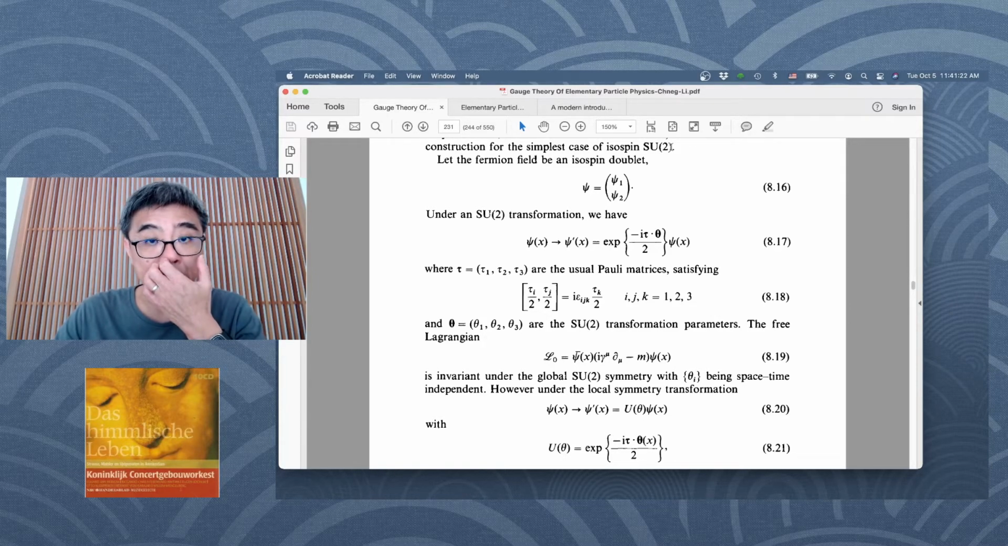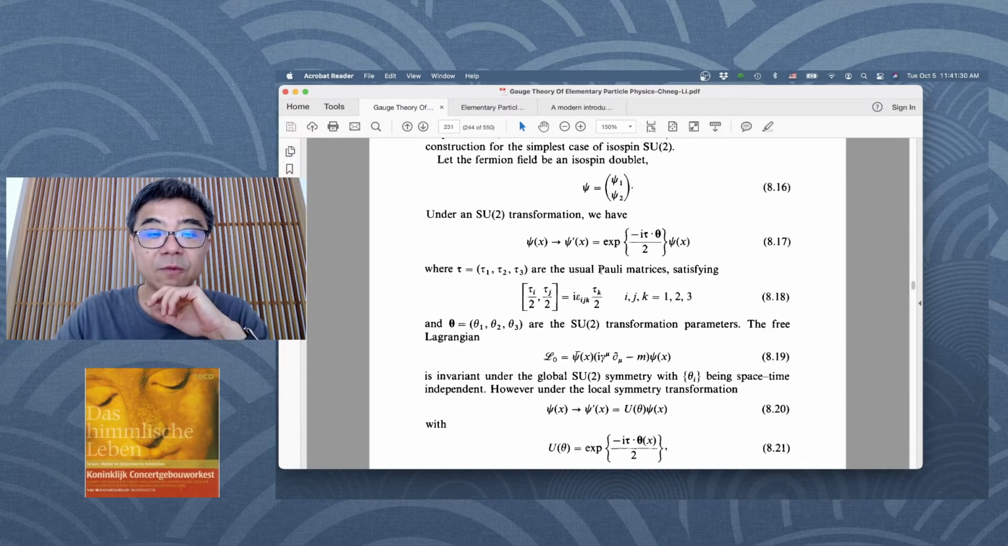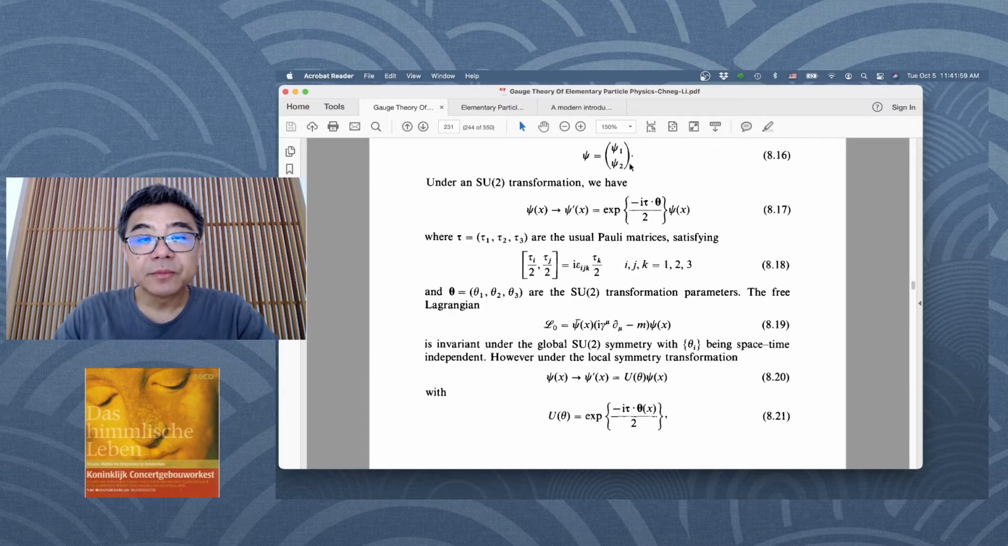I have derived in the particle physics introduction course that for every Lie group, the Lie algebra, that means the generators and their commutation relation together, determine the structure of the Lie group. So this is what we call the commutation relation. So the commutation relation plus the generators determine SU2 explicitly. Now, this is the SU2 transformation.